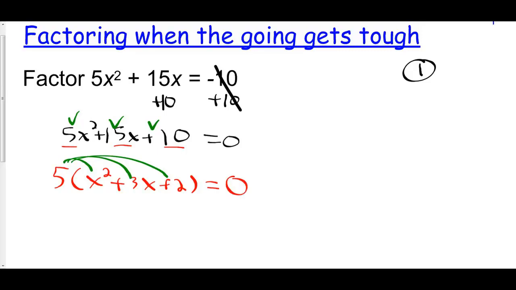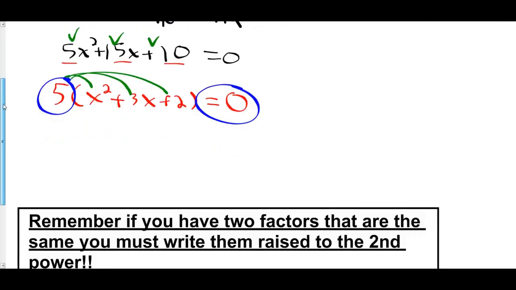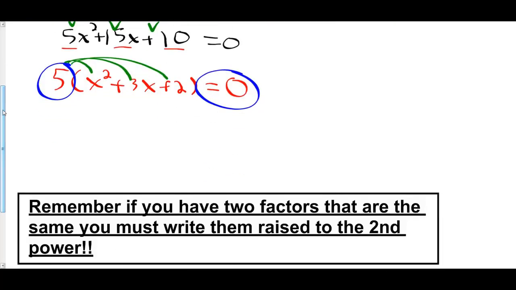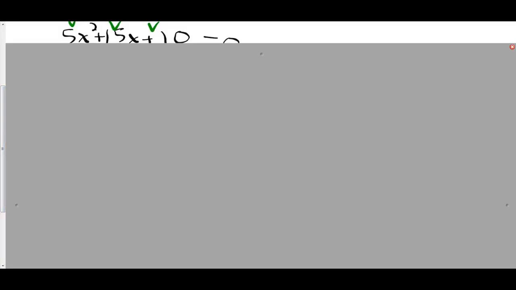We know that this whole thing still equals 0, and we don't want to forget that the 5 and the 0 need to be kept with this whole thing. So the 5 comes down, and the equal 0 comes down, and we work on that inside part.